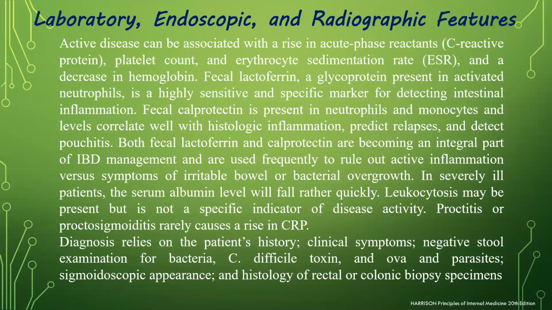In severely ill patients, the serum albumin level will fall rather quickly. Leukocytosis may be present, but it's not a specific indicator of disease activity. Proctitis or proctosigmoiditis rarely causes a rise in C-reactive protein. Diagnosis relies on the patient's history, clinical symptoms, negative stool examination for bacteria, Clostridium difficile toxin, and ova and parasites, sigmoidoscopic appearance, and histology of rectal or colonic biopsy specimens.